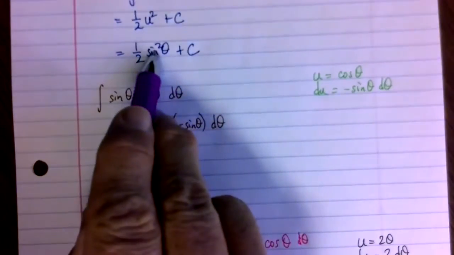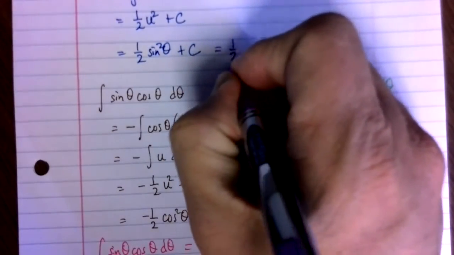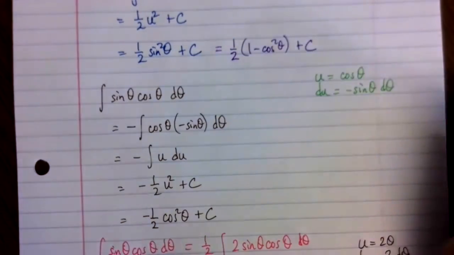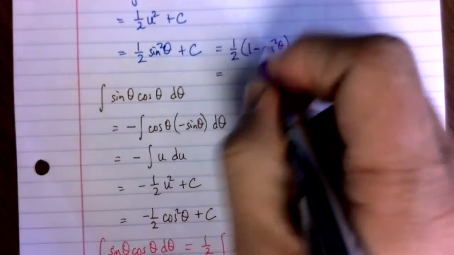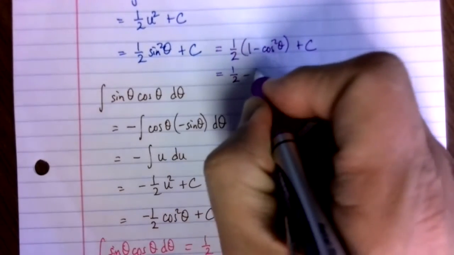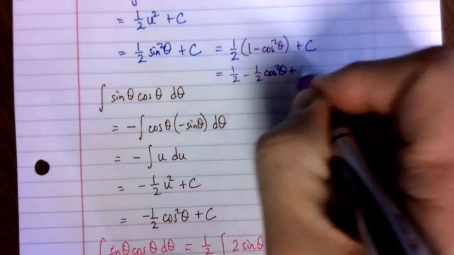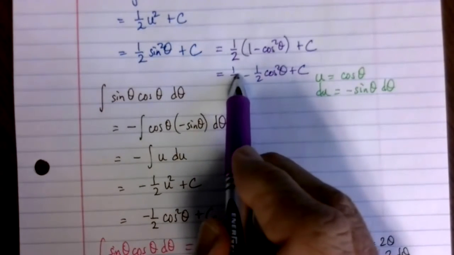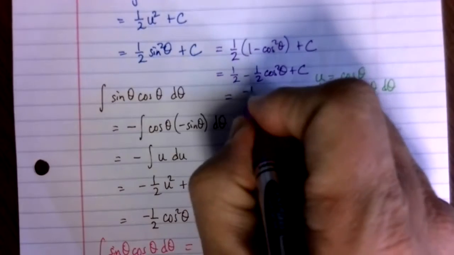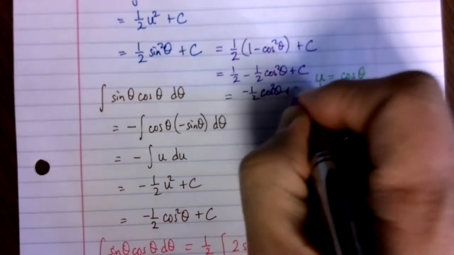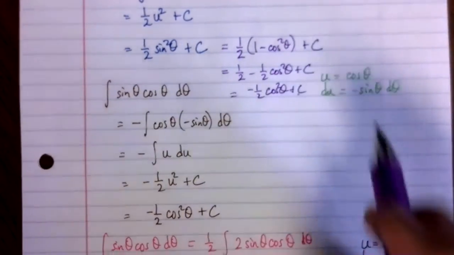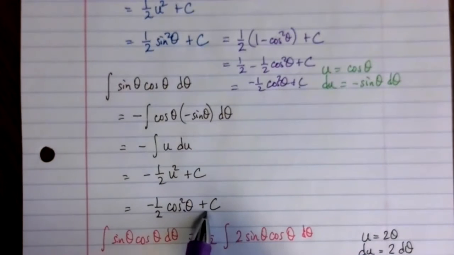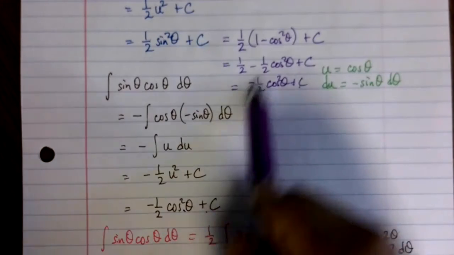If I come back here, sine squared theta, we have a trig identity that says that's the same thing as 1 minus cosine squared theta plus c. And so I can write that as 1/2 minus 1/2 cosine squared theta plus c. Okay, an arbitrary constant plus 1/2 is an arbitrary constant. So being sloppy with the arbitrary constant, we can write that as minus 1/2 cosine squared theta plus c, and that matches the answer that I see here. So this answer and this answer look different, but they're really the same thing because of the trig identity.